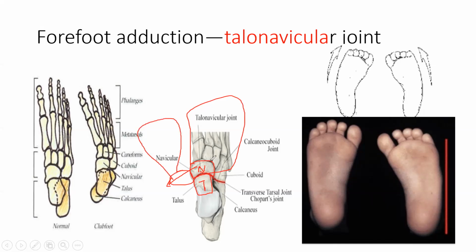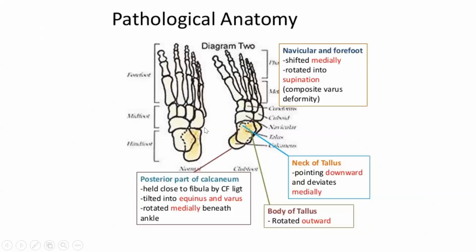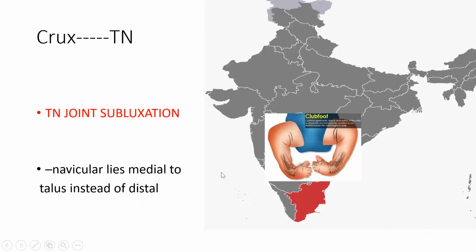The navicular going medially to the talus is the main crux of CTEV. So in CTEV, the talonavicular problem is where the navicular comes medially and there is adduction of the forefoot. So forefoot adduction is a problem of the TN joint. There is also a forefoot cavus. The name cavus is derived from cave. It looks like a cave, where the midfoot and forefoot go into cavus deformity. This is the same thing where I told you the navicular comes medially to the talus. So the crux of CTEV, you remember, is TN.